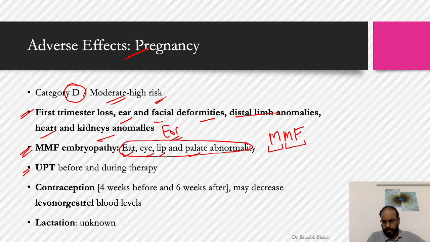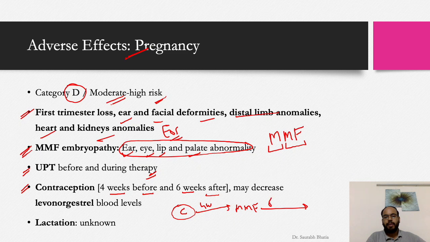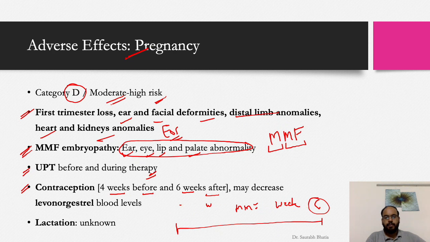So before starting any immunosuppressive, it's a good idea to at the minimum know about the menstrual history, and at the most you should have a documented UPT before starting and also during the therapy so that you may prevent any unwanted fetal malformations. Now contraception is advised 4 weeks before starting MMF and 6 weeks after stopping MMF. So you start contraception and after 4 weeks you can start MMF, and after stopping MMF for an additional 6 weeks the contraception has to continue. So contraception has to continue for the entire duration.